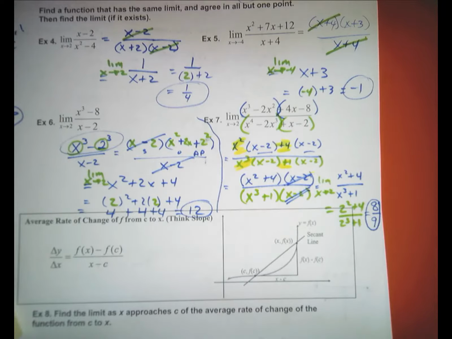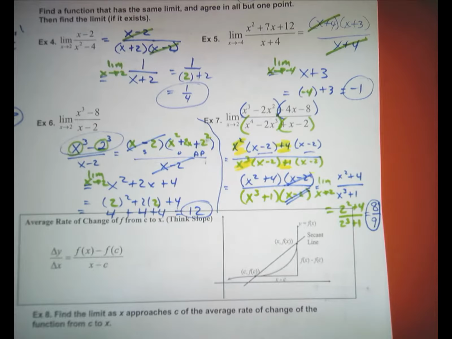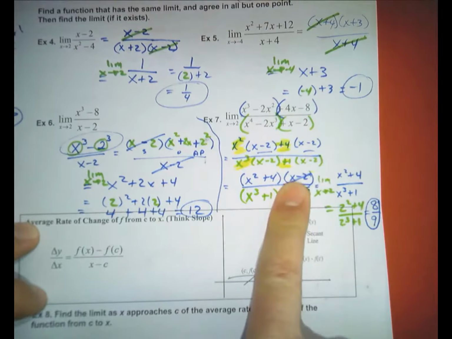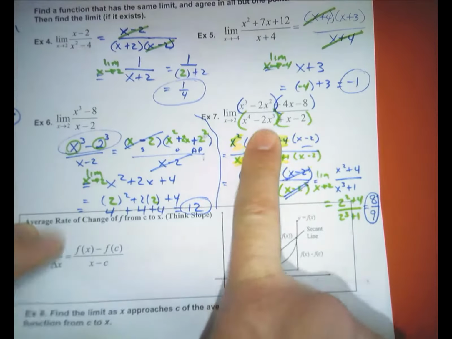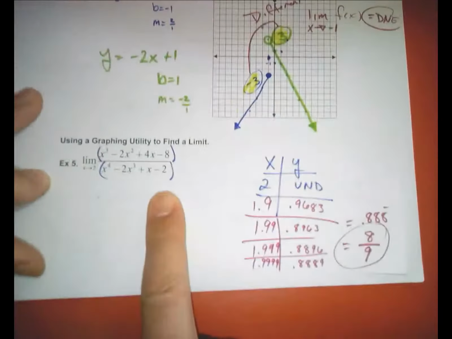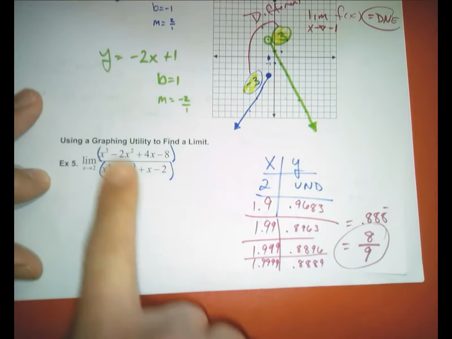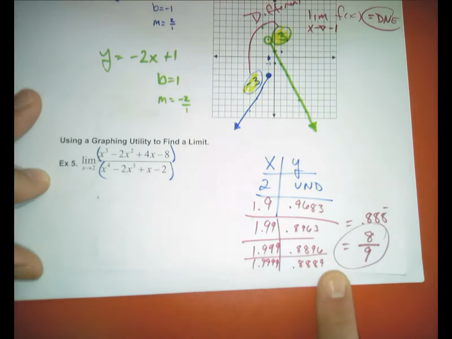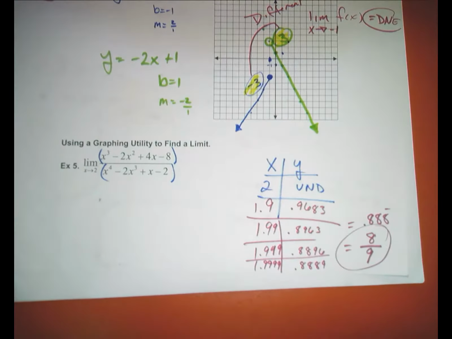Now, the kind of neat thing is we actually did this same problem yesterday in 14.1. If you look at example 7, that function was the exact same one we did in example 5. We just did it a different way. We used our table, and we got the exact same thing. We got 0.8 repeating, which is, again, 8/9. So again, you're getting different ways to do these things.